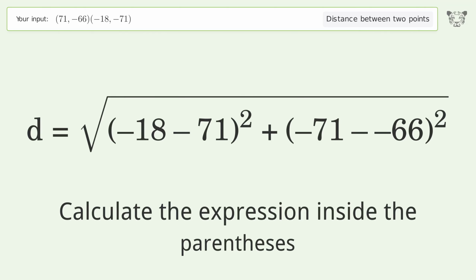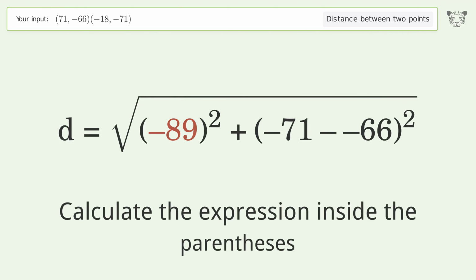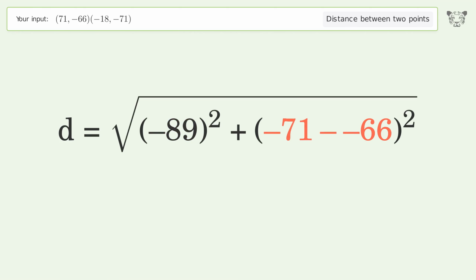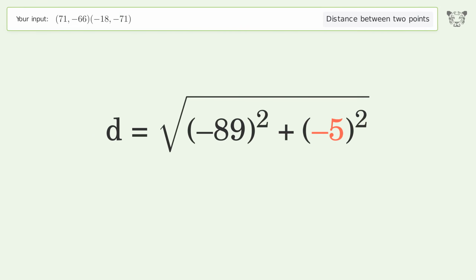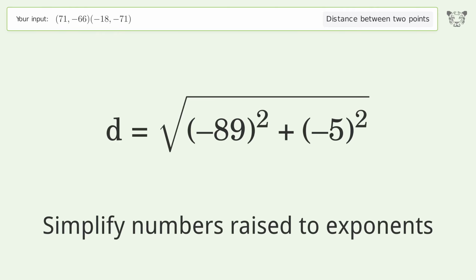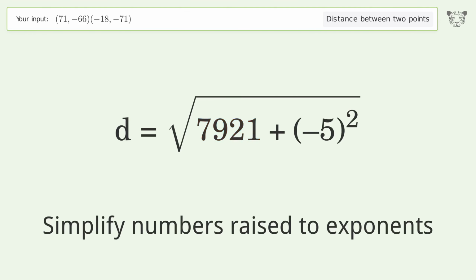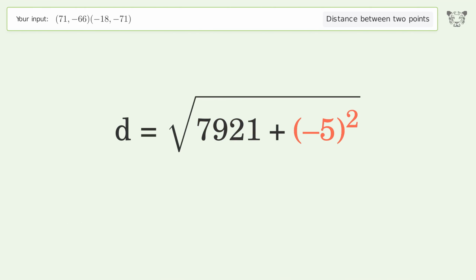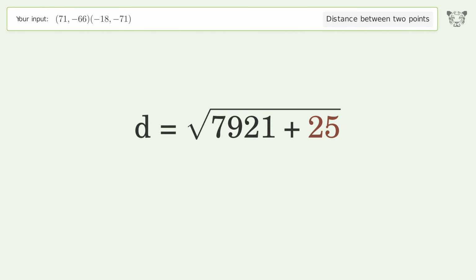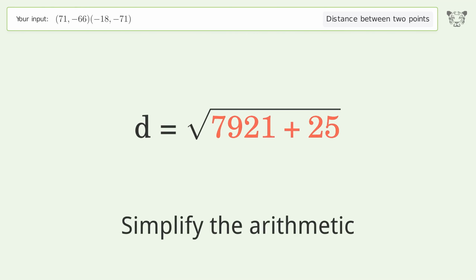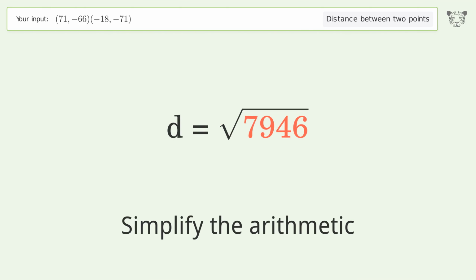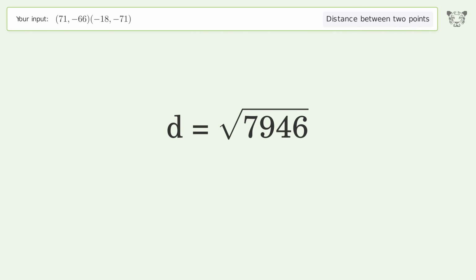Calculate the expression inside the parentheses. Simplify numbers raised to exponents. Simplify the arithmetic. And so the distance between the 2 points is the square root of 7,946, or 89.14.